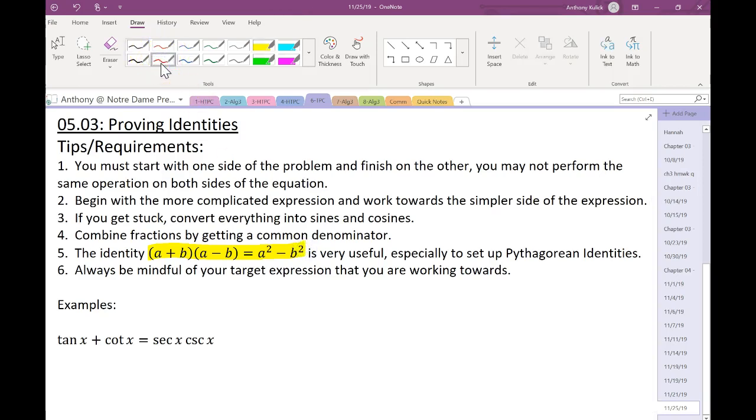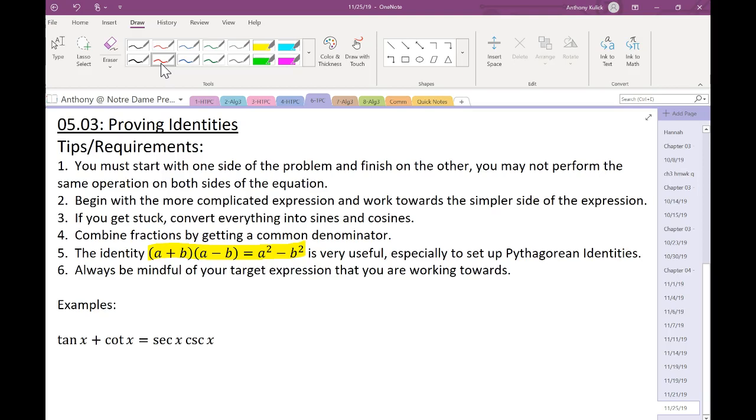And that's often going to be useful in creating a Pythagorean identity. Remember the different versions we had, like 1 minus cosine squared or 1 minus sine squared? Those are a squared minus b squared, right? It's something squared minus something else squared. So it's often helpful to remember that we can create those in that fashion.